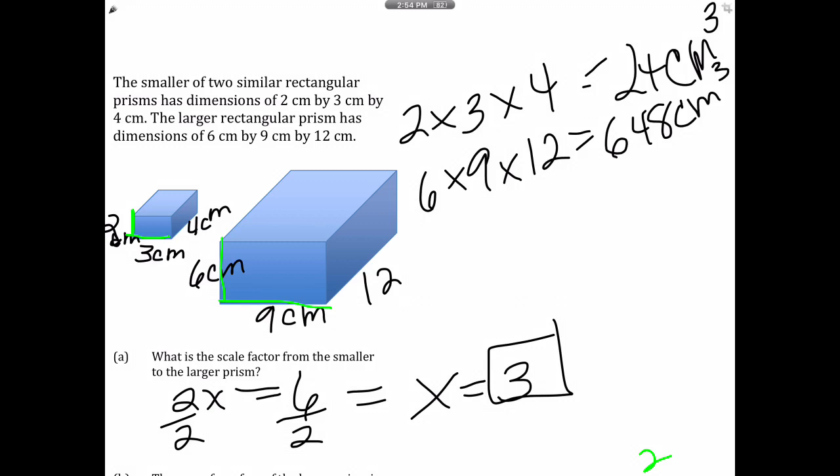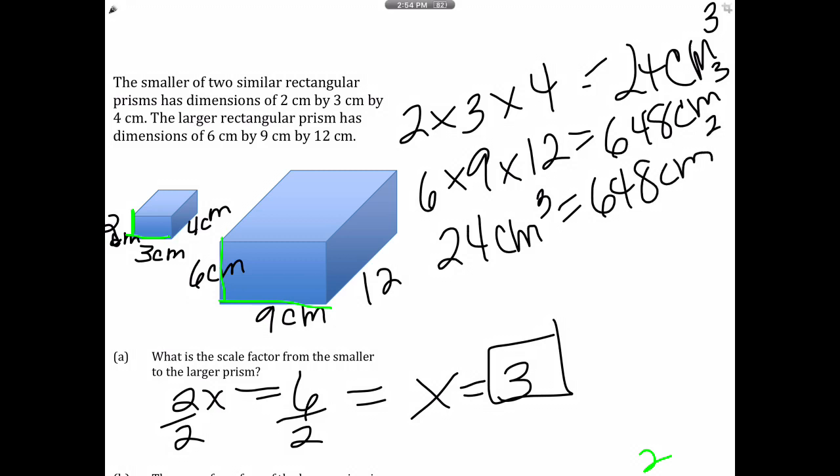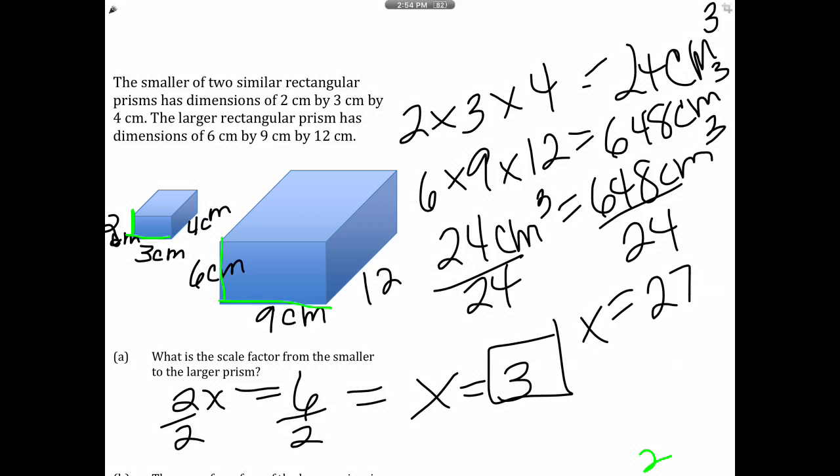So again, we figure out what the scale factor is, and it's 24 cubic centimeters and 648 cubic centimeters. And we divide to make that just a 1. Divide this, and we find out that the scale factor when we do volume is 27 times bigger. So it ends up being 27 times bigger for volume than for an actual side, which makes sense.